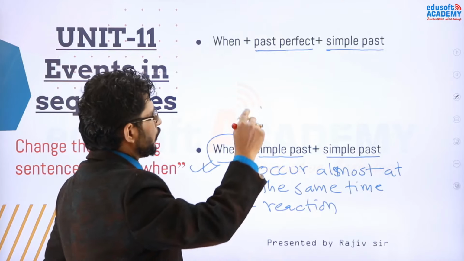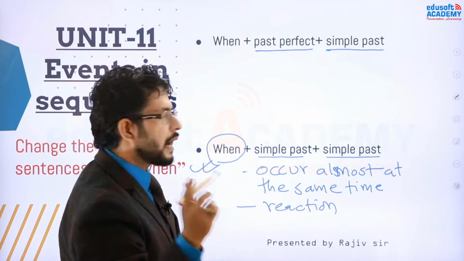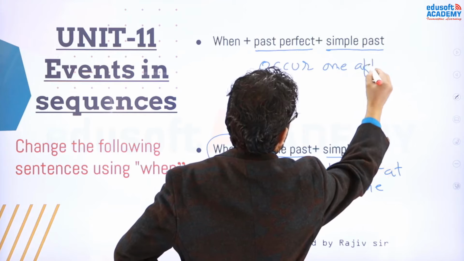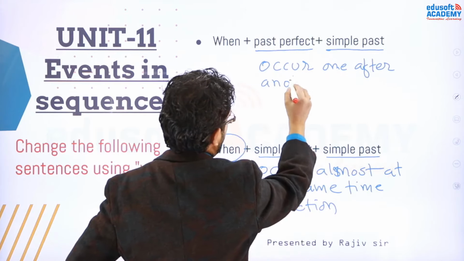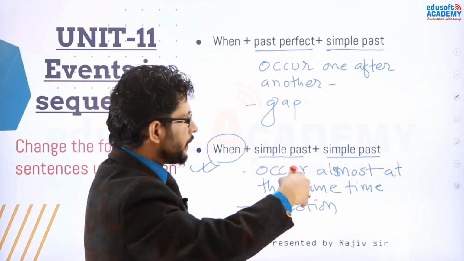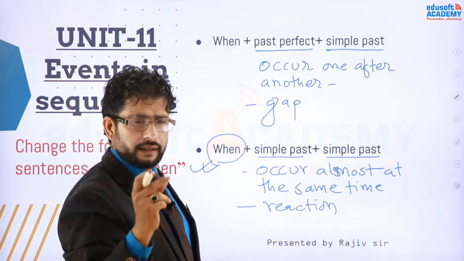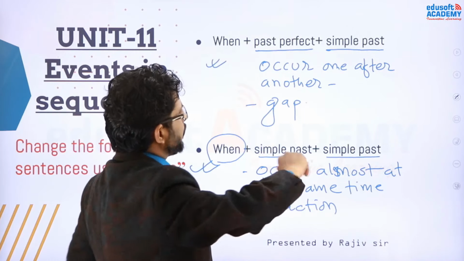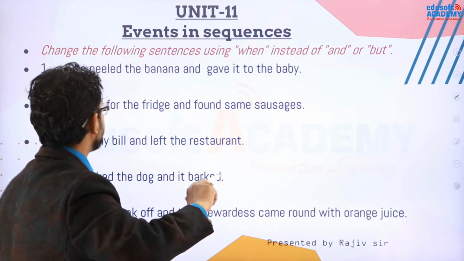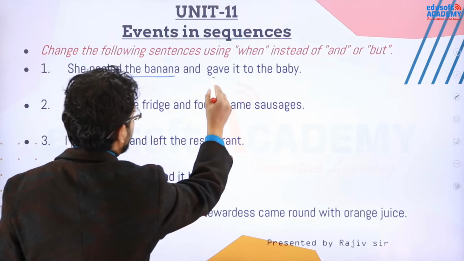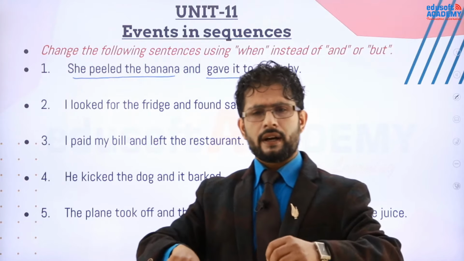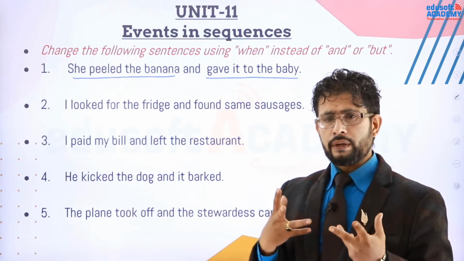But if two events occur one after another, and if there is a gap in between, if they don't occur as a reaction, then you are going to write this structure: when plus past perfect plus simple past. I'll make you understand with this. Look at this: She peeled the banana and gave it to the baby. How many events are there? There are two events.